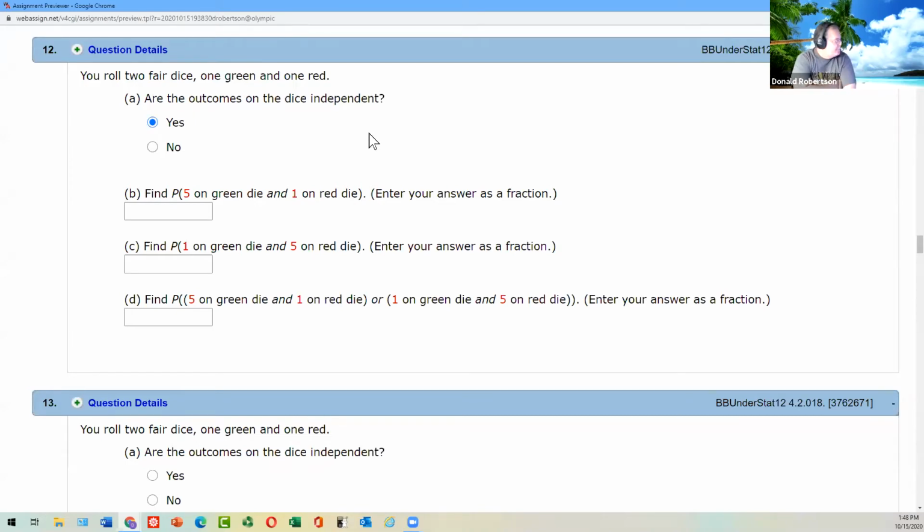Right? Now, find the probability that you get a 5 on the green and a 1 on the red, and they want your answer to be a fraction. Oh, cool. Well, my thing doesn't do the little fraction thing, but yours will. What's the chance of getting a green 5? Isn't it 1 out of 6? What's the chance of getting a red 1? Isn't that also 1 out of 6? So as a fraction, it would be 1 out of 36. Okay, that's what that question is about.